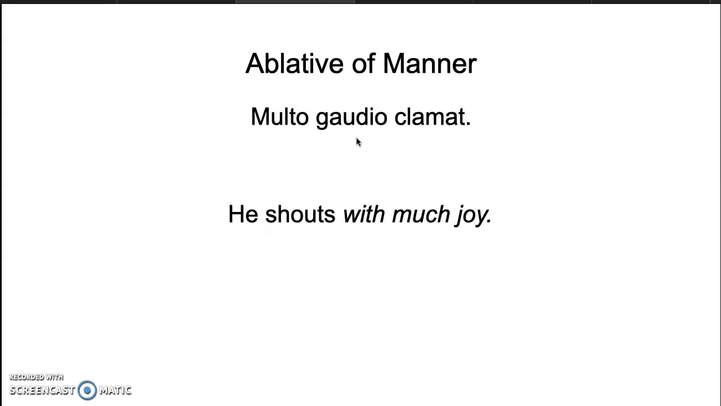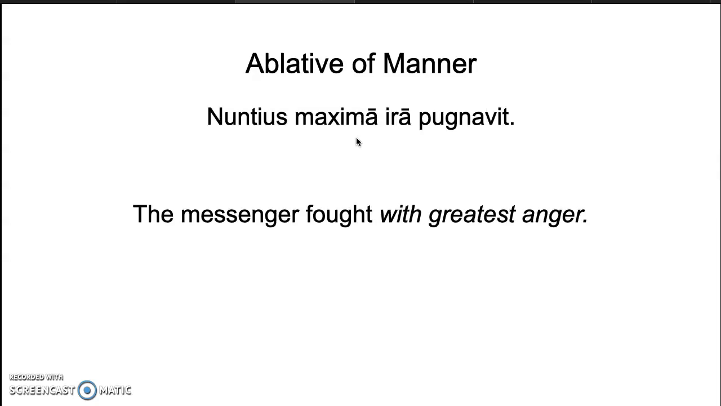Another example, multa gaudio clamat. He shouts with much joy. Now, in both of these examples from the book, we only have the ablative, the adjective, and the verb. I want to give you another example so you can see where it could be placed in the sentence. If I wanted to say, Nuntius maxima ira pugnavit, the messenger fought with the greatest anger. Maxima ira is here. But I could also put it at the beginning of the sentence. Maxima ira nuntius pugnavit. So that's the ablative of manner.